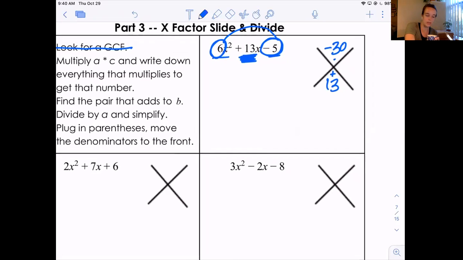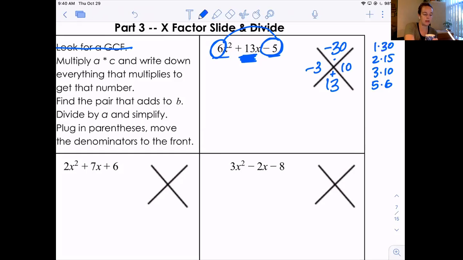I'm going to think of the things that multiply to get 30: 1 and 30, 2 and 15, 3 and 10, 5 and 6. We need to get to +13, but we also need to have -30. So I know one of them is going to be negative because I have to get that negative when I multiply. So I could do 3 and 10, but 3 times 10 gives me +30.